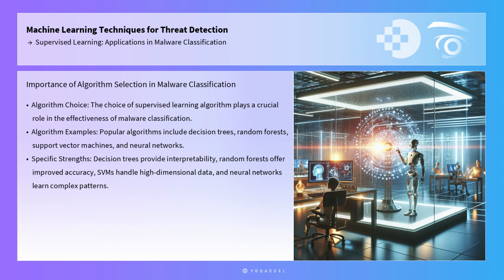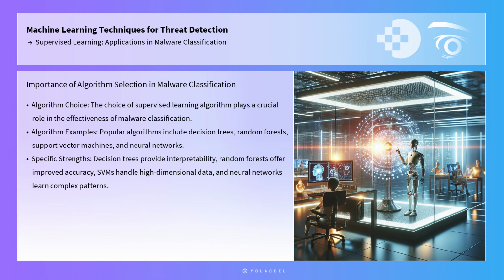Popular algorithms include decision trees, random forests, support vector machines, and neural networks. Each algorithm has its strengths and weaknesses, and the selection depends on the specific requirements of the task. Decision trees, for example, provide interpretability and are easy to visualize, making them suitable for scenarios where understanding the decision-making process is important. Random forests, an ensemble of decision trees, offer improved accuracy and robustness by mitigating the risk of overfitting.